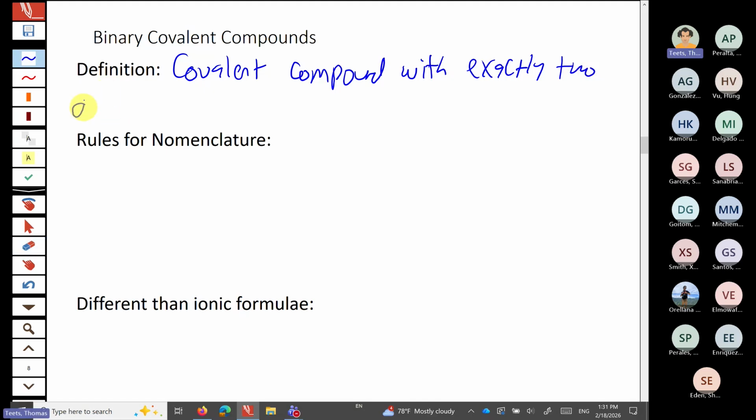And there are 2 different elements, of course, you can't do the same. So 2 different elements, exactly 2 different elements in the formula. All right.